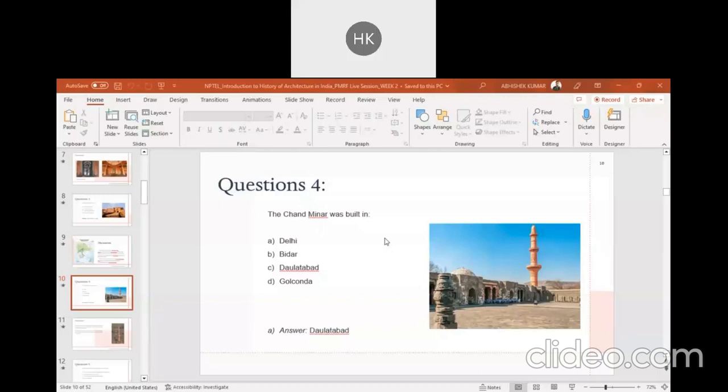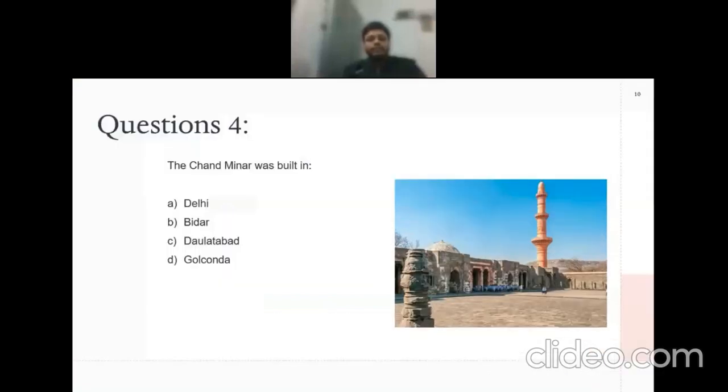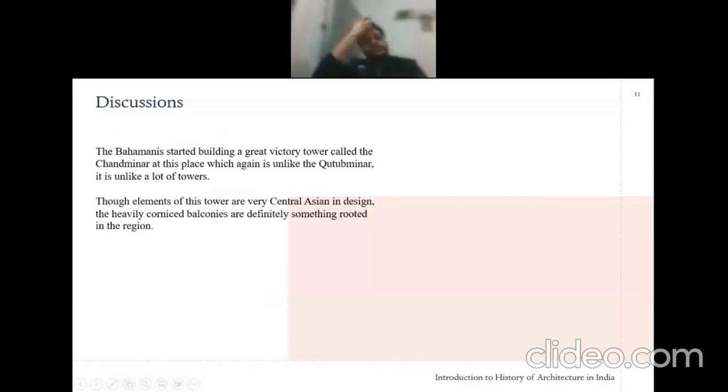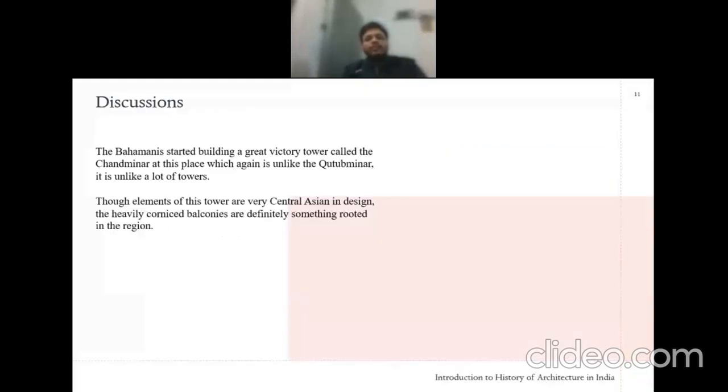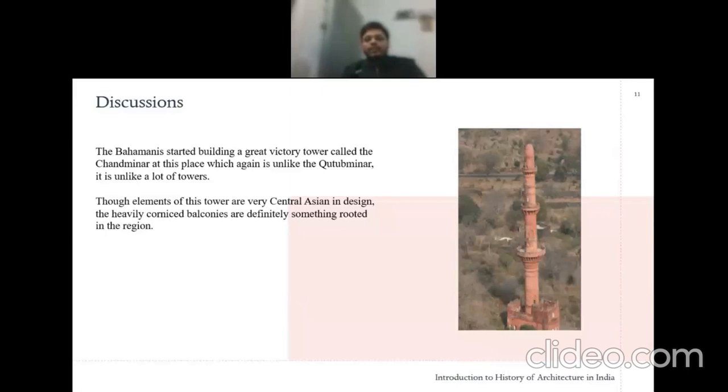Okay, so question number 4 says the Char Minar was built in Delhi, Bidar, Daulatabad or Golconda. So the correct answer is Golconda. Okay, coming to question number 5, sorry, there is a discussion section here. So the Bahmanis started building a great victory tower called the Chand Minar. The tower which we were seeing in this question, the Chand Minar, was built by Bahmanis in Daulatabad. They used to build towers as victory towers. This is a picture of that Chand Minar which was built in Daulatabad.